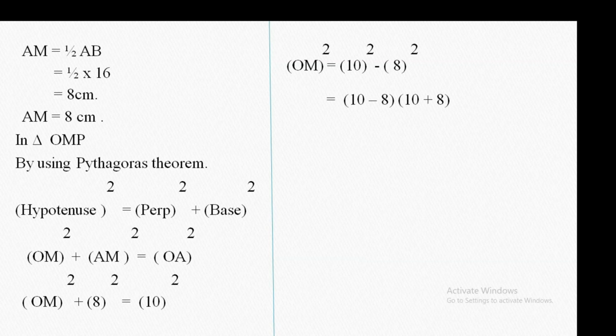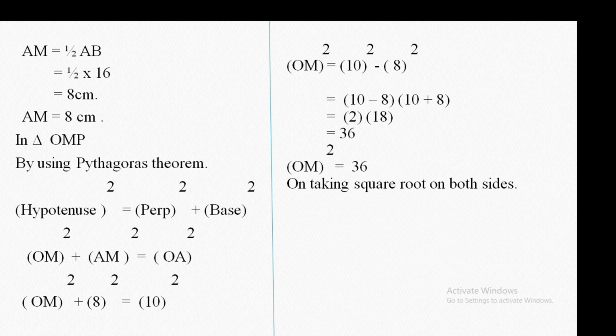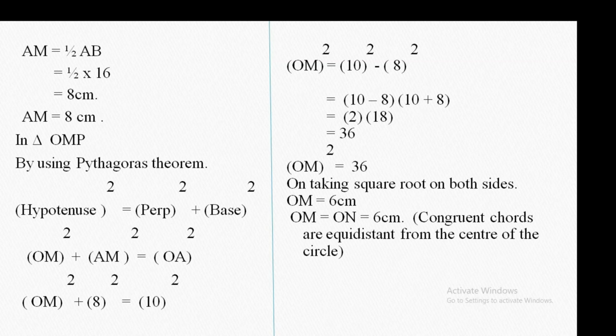So 10 minus 8 and 10 plus 8. Here I use the a minus b and a plus b identity formula. You can also directly calculate 10 square, but this is the simplest way. So 10 minus 8 is 2, and 10 plus 8 is 18. So 18 times 2 is 36. We want to remove the square from OM, so we take the square root on both sides. By taking the square root on both sides, we get OM is equal to 6 centimeter, because the square root of 36 is 6.